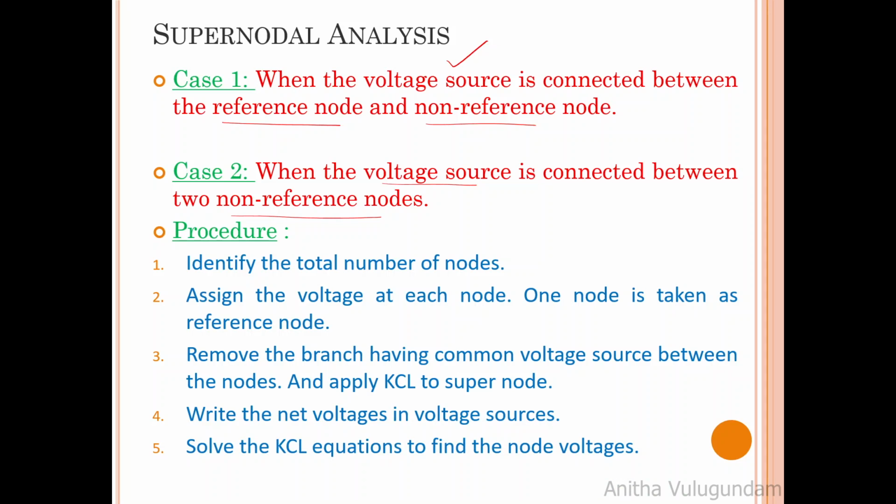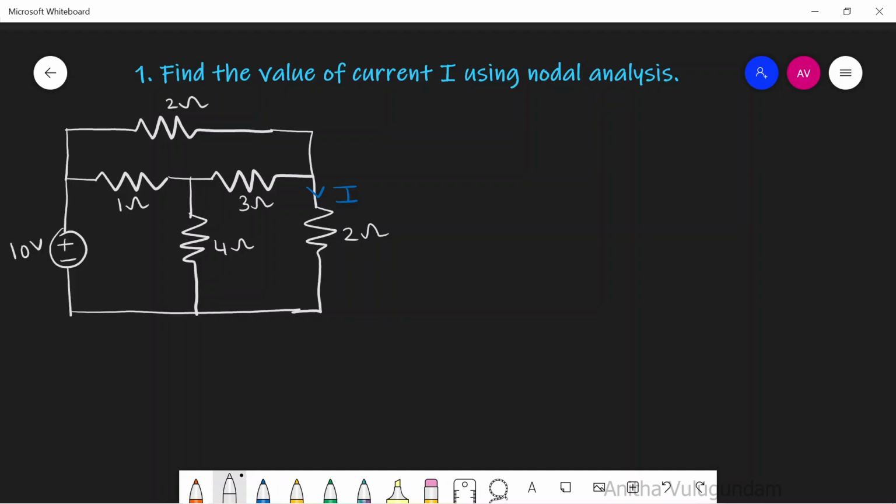Now let us solve two examples on this. First problem: find the value of current I using nodal analysis. Step 1 is to identify the number of nodes. A node is a common point where two or more elements are connected. Let's start identifying the node points.